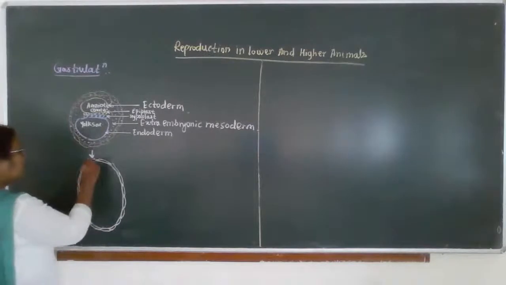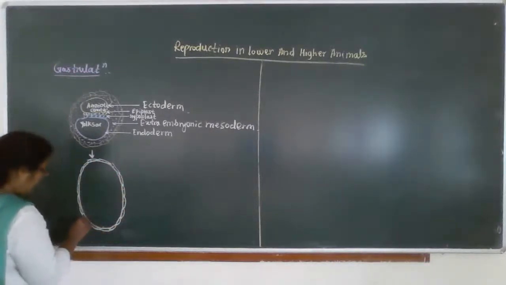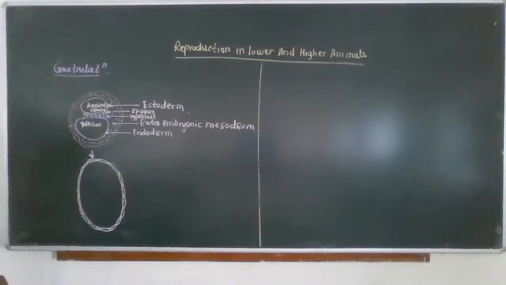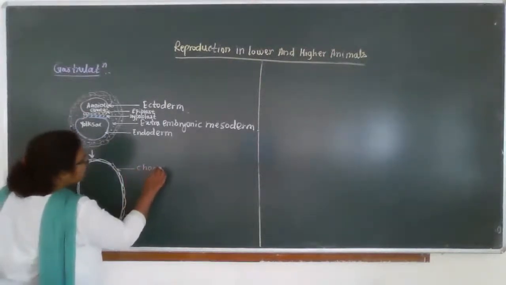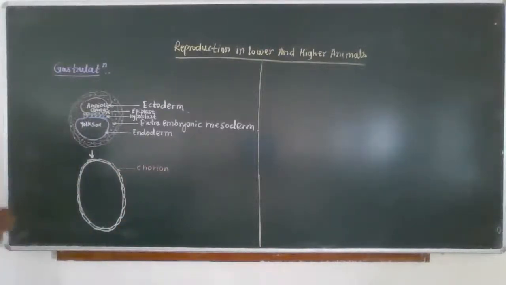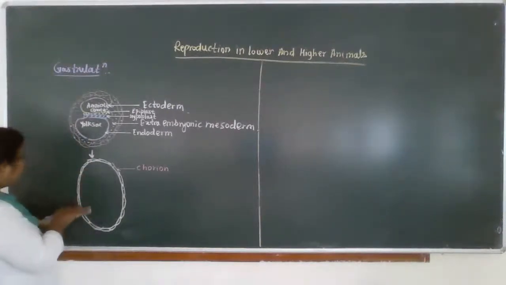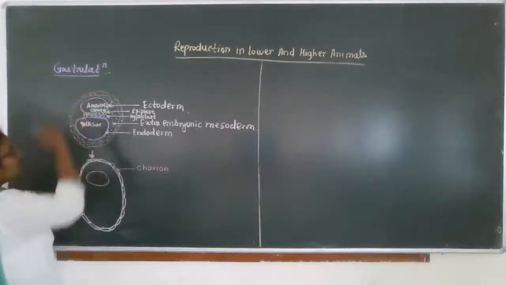Exactly, it is made from the trophoblast cells. So this is the outermost layer. We can say it is, yes, the chorion. This is the chorion. Now it is called a chorion, right? Then it becomes slightly stretched. Then it encloses, this is the pink color, I will show in pink. This is the amniotic cavity.